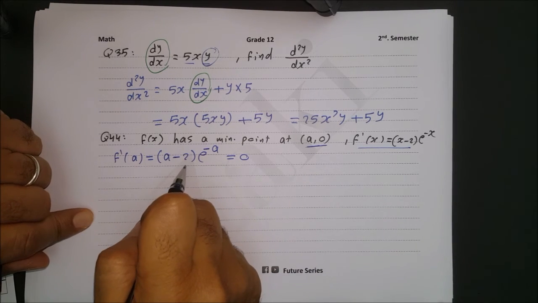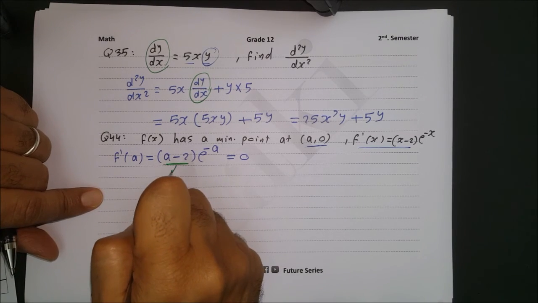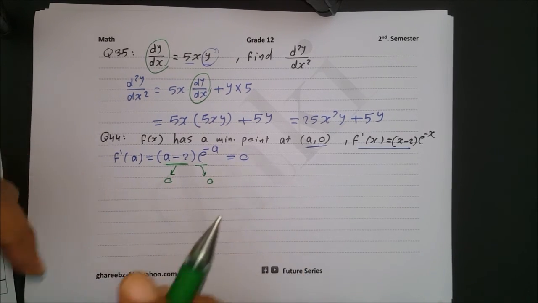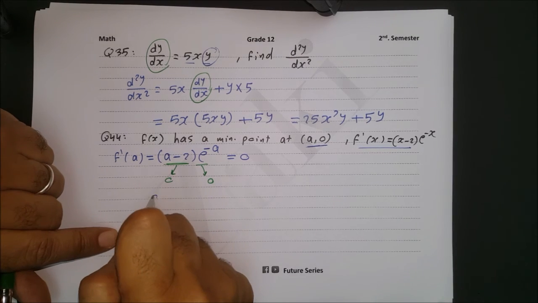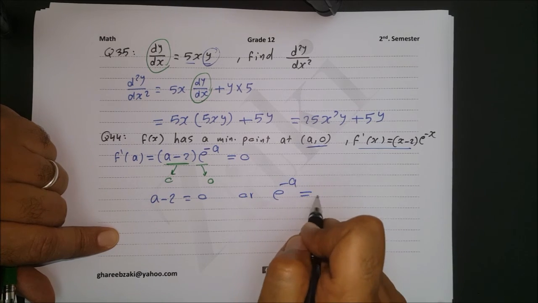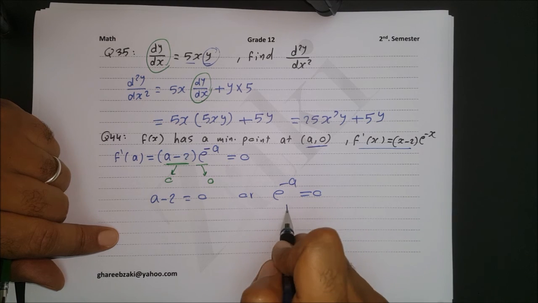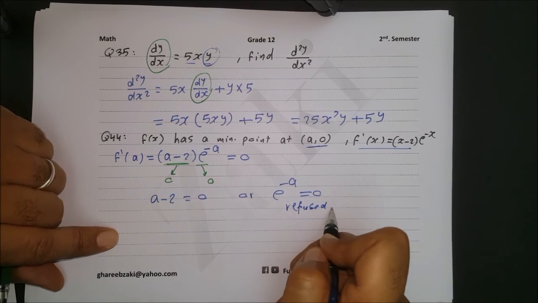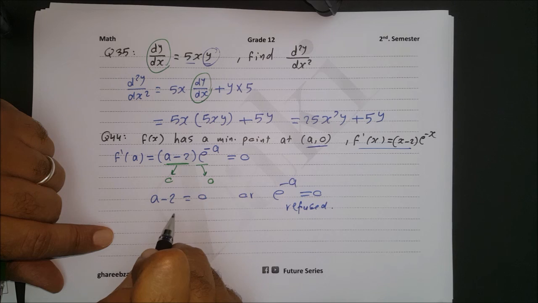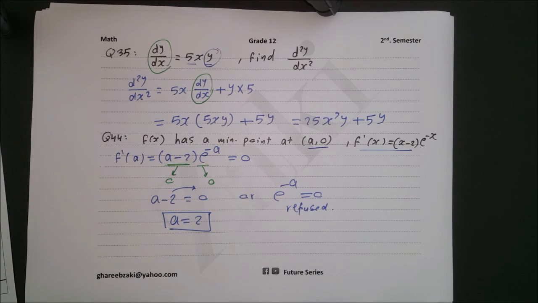So this product equals 0. So the first part equals 0 or the second part equals 0. So a minus 2 equals 0 or e power negative a equals 0. Actually, this is refused. E power anything cannot be 0. So this is refused. So accept a minus 2 equals 0. From this, negative 2 goes to the other side. So a equals 2. So the answer is a equals 2. I hope you understand this lesson. Thank you.